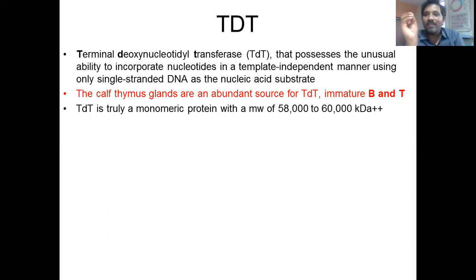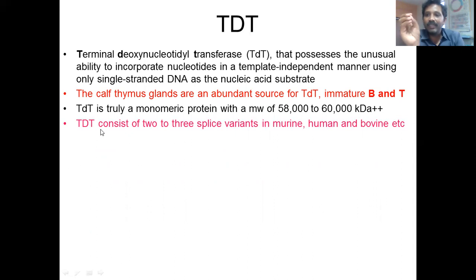Immunity diversity all depends on the TDT molecule. TDT, terminal deoxynucleotide transferase, is a true monomeric protein. It's not a dimer. People thought it was dimeric, but it's monomeric, whose molecular weight is 58 or 60 kilodalton.